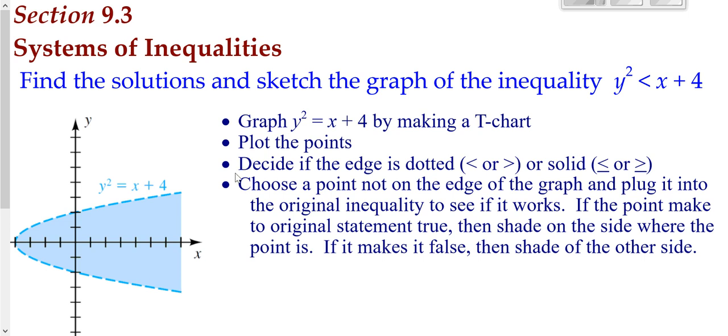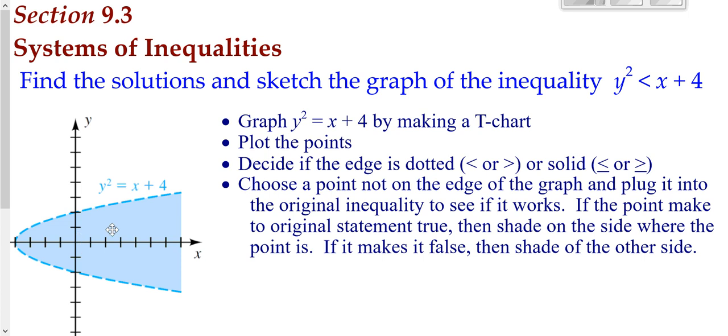Now, sometimes you're going to have a dotted edge, and sometimes you have a solid edge. You have a dotted edge if it's a less than or a greater than. You have a solid edge if it's a less than or equal to or greater than or equal to. So if you have the equal to with the extra line, then it's a solid curve on the outside.